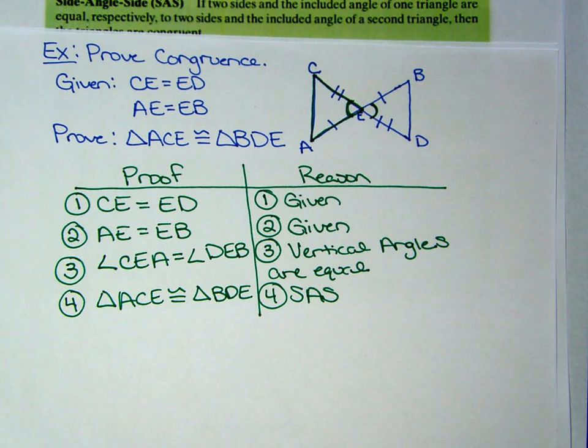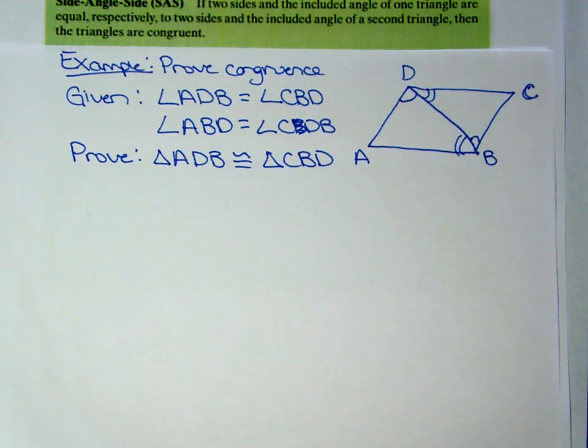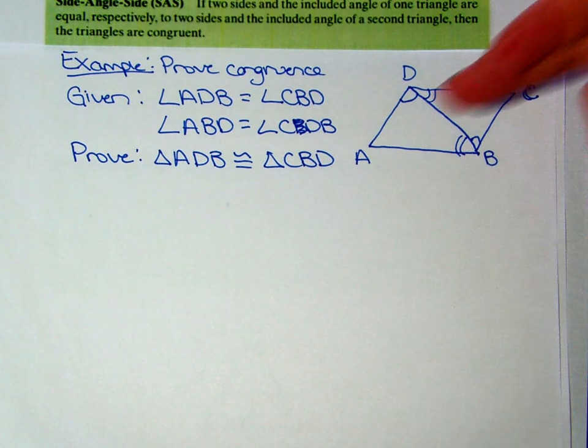Let's do another one. This one looks a little bit like a parallelogram cut in half. We're going to prove congruency again between basically the top right triangle and the bottom left triangle.